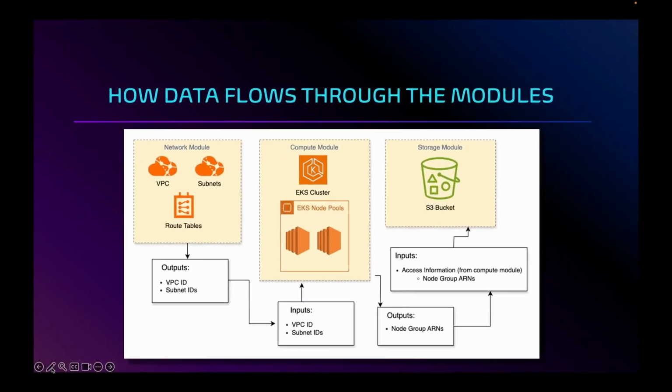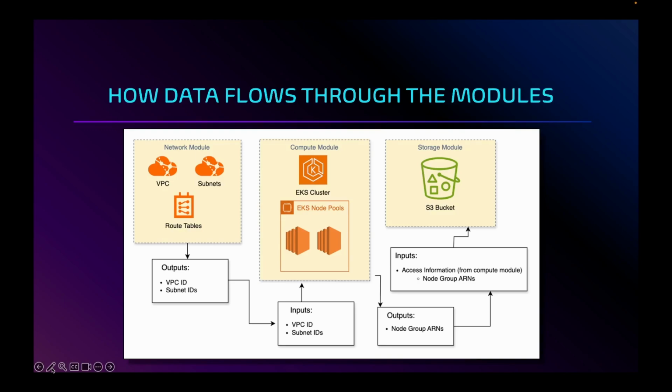Terraform modules don't exist in isolation. They're designed to work together by passing data between them using inputs and outputs. Let's walk through that flow. We start with the network module. This module is responsible for provisioning our VPC, subnets, and route tables, the backbone of our infrastructure. Once deployed, the network module outputs key networking details: the VPC ID so that all other resources know which network they belong to, and subnet IDs so we can assign compute resources to the correct subnets.